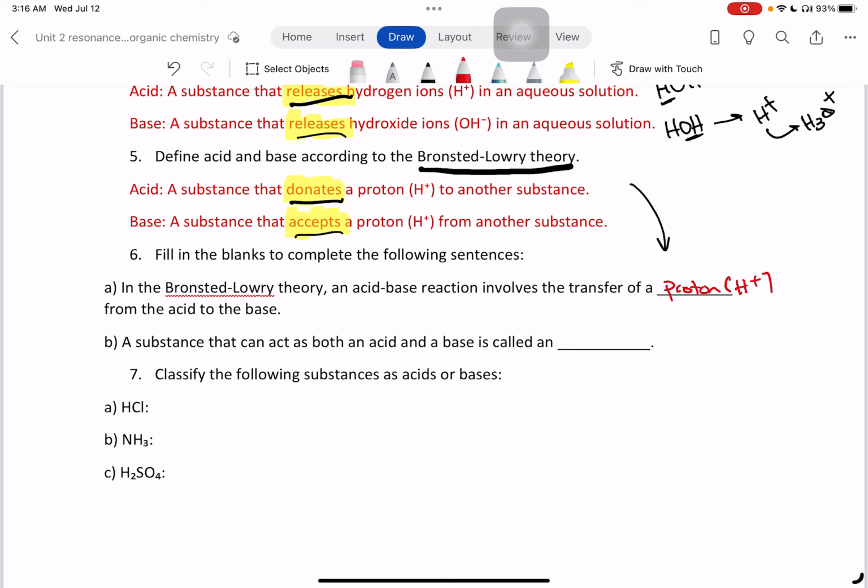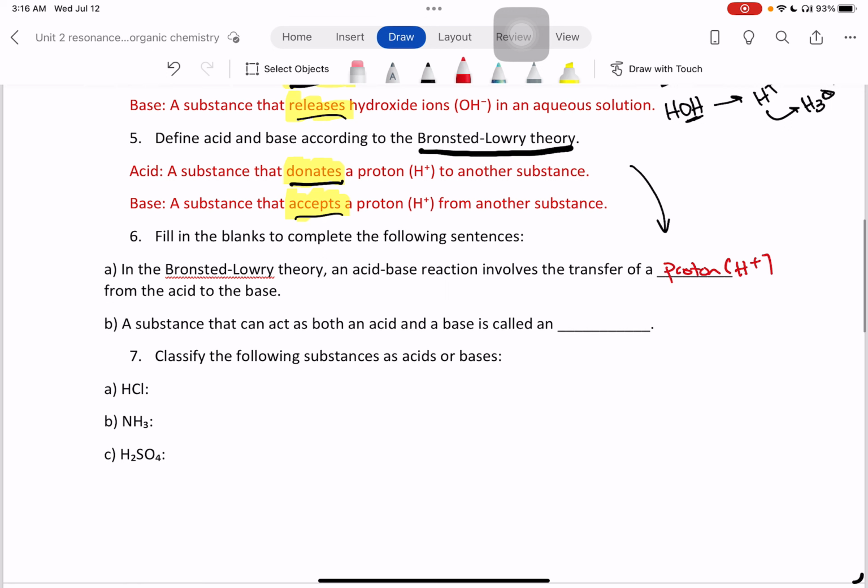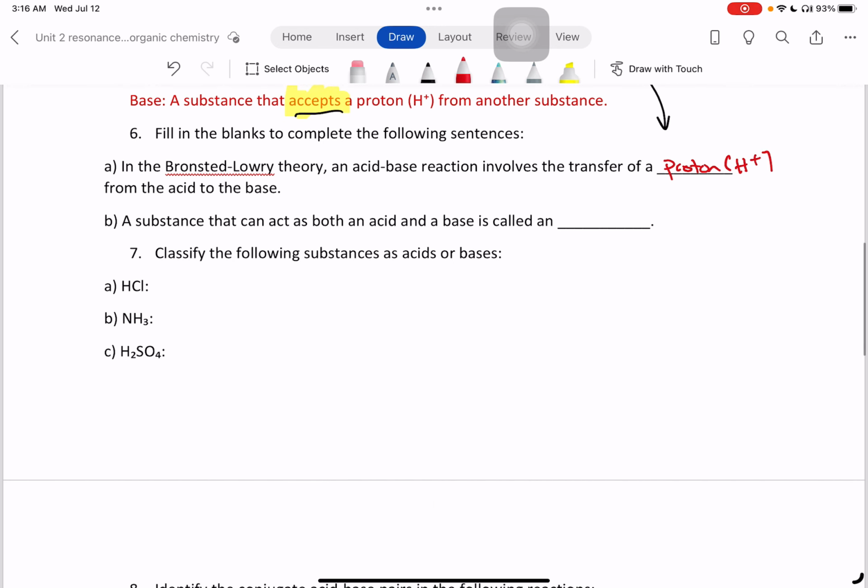There's also the Lewis theory of acids and bases, which says that bases have an excess of electrons, which they donate, and acids accept electrons. Here we're talking about protons, so we talk about Bronsted-Lowry. Okay. Next, we can say a substance that can act as both an acid and base is also called the amphiprotic substance.